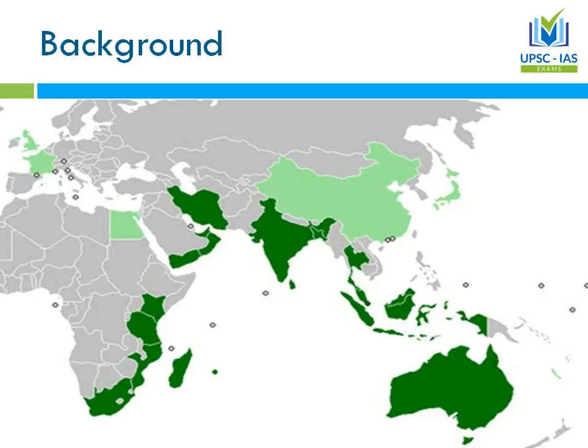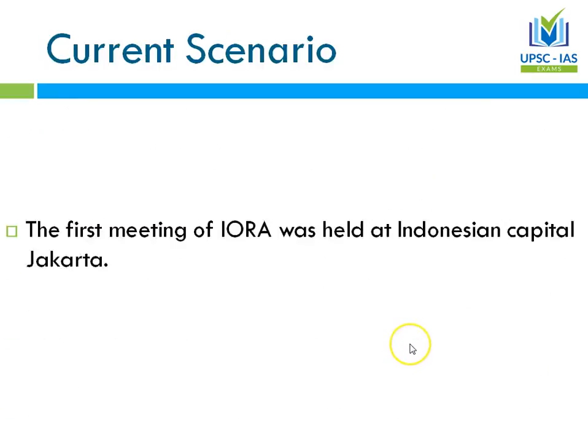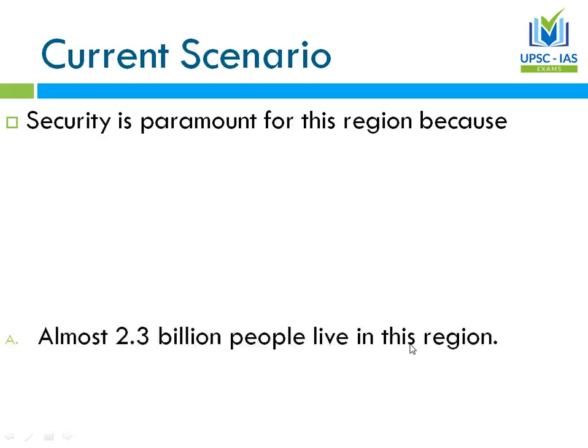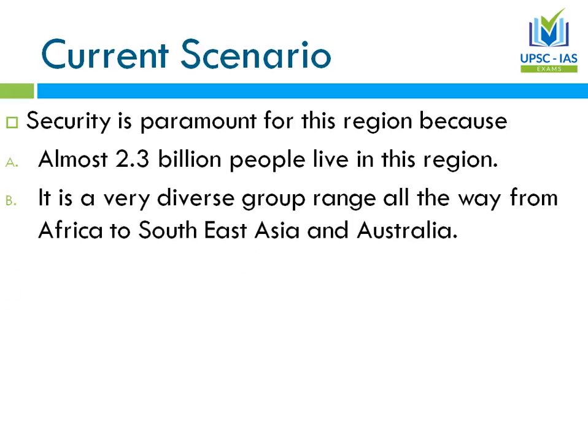If we look at the big picture, then we can say 3 continents: Africa, Asia and Australia. This group has members from 3 different continents, isn't it? So that is one of the reasons why security becomes very important.